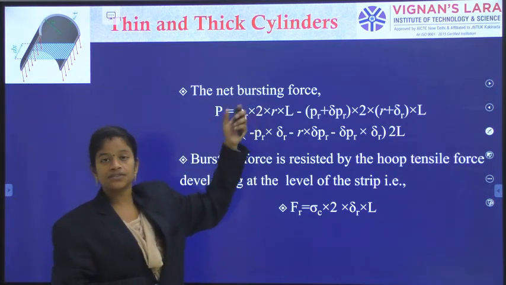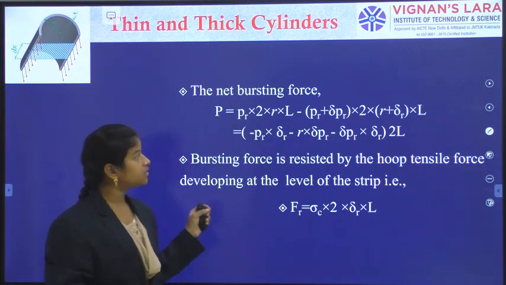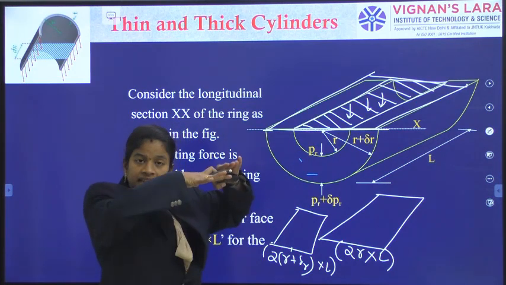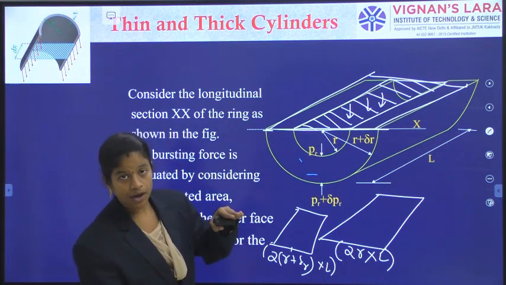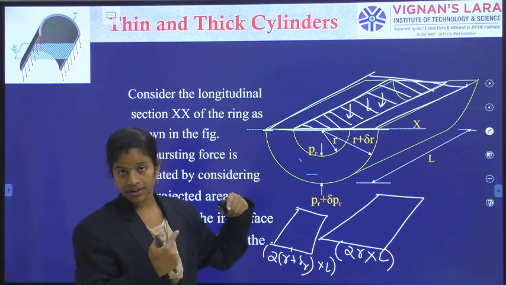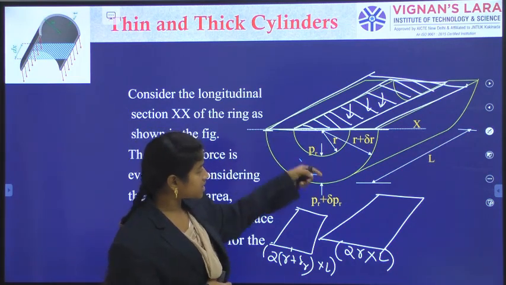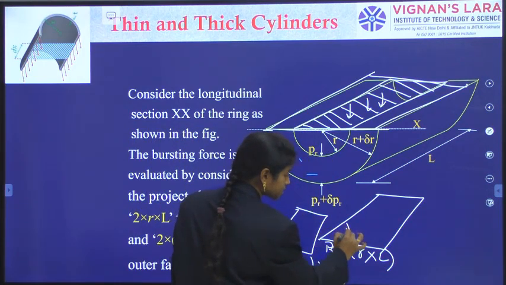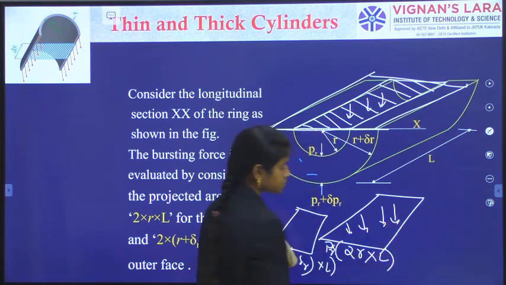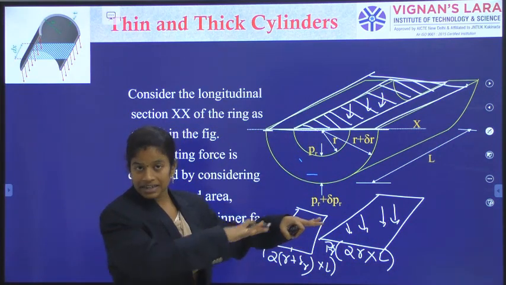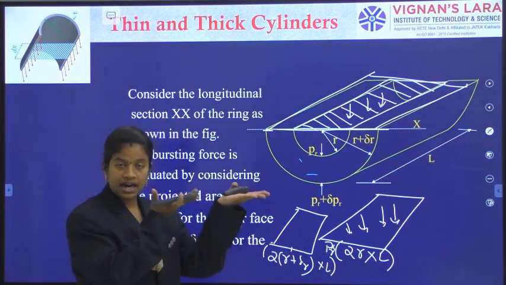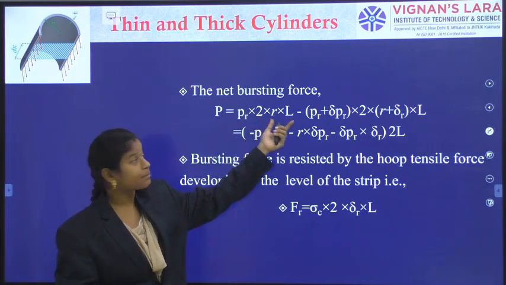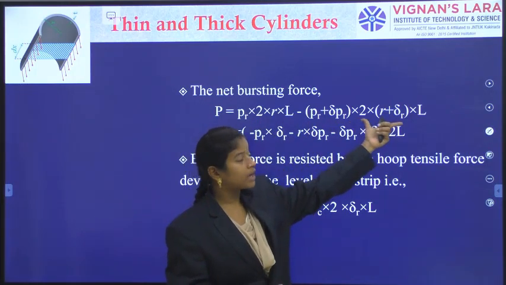Now the net bursting force is equal to PR, the inside pressure of the fluid, as the inside pressure is causing like this, and from the outside a reverse pressure is offered, right? So in this direction, PR into the corresponding projected area. PR is acting on that internal area, and PR plus delta PR is acting on the outside. That's why the net bursting force is equal to PR into 2 times R into L minus PR plus delta PR into this area.